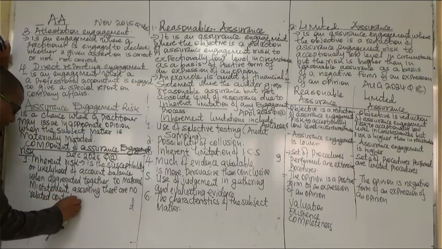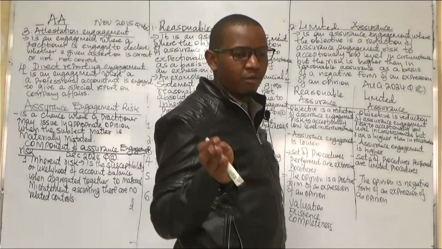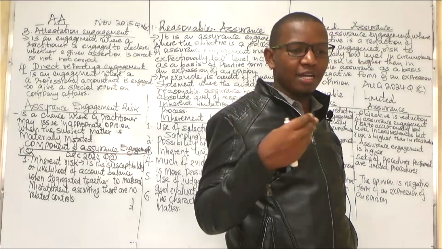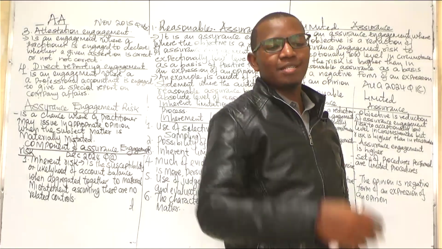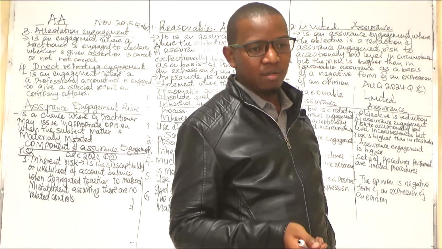Now, what you mean is that it will just happen. It is as a result of the general environment. The auditor cannot control it. It will just happen because it has to happen. That is inherent risk.